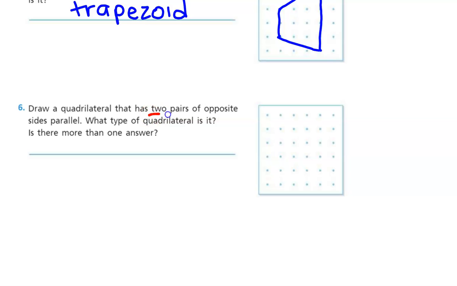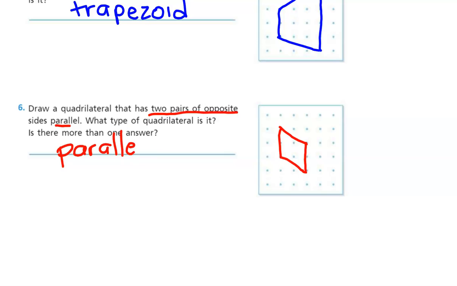It says draw a quadrilateral that has 2 pairs of opposite sides that are parallel. And then it says, what type of quadrilateral is it? Is there more than one answer? So this kind of depends on what we draw here. If I were to just draw a parallelogram, maybe something like that, my job would be to ask myself, so those don't all look like they're the same length, but instead it definitely looks like it's a parallelogram.